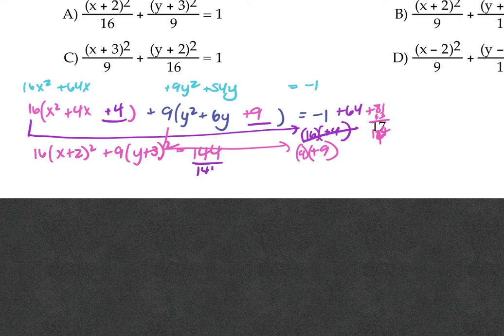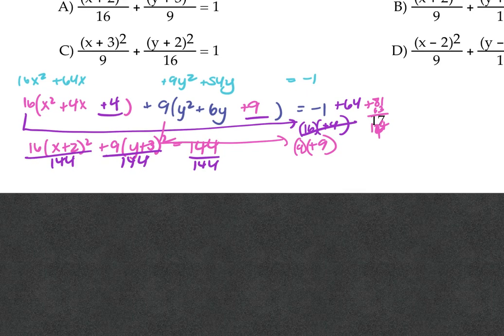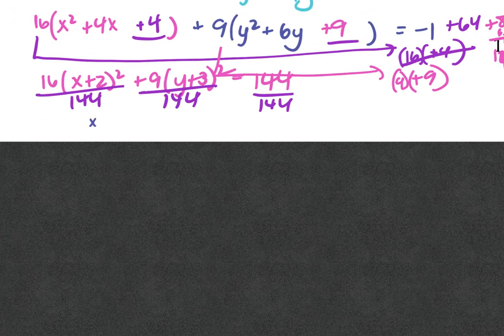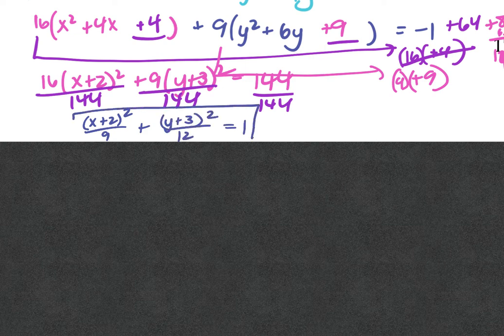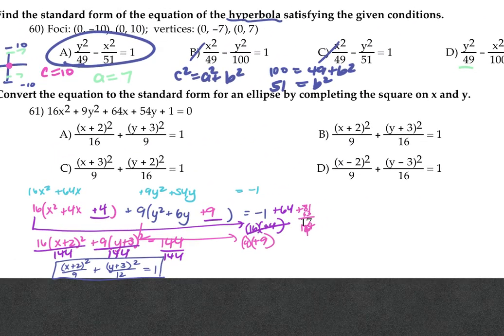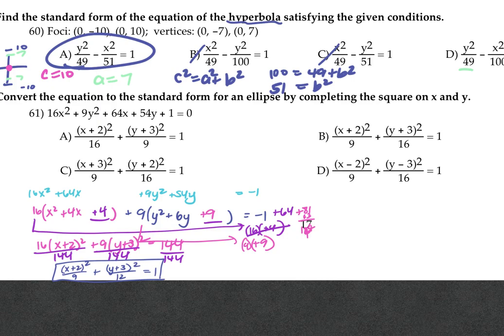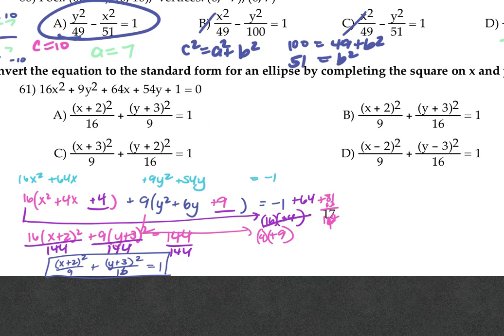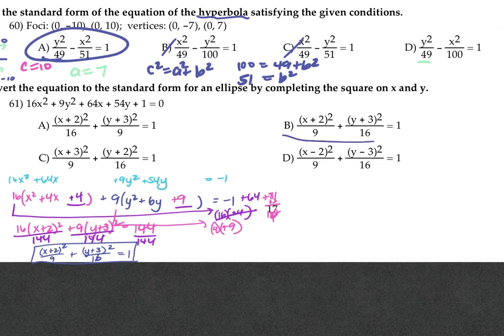And then I'd have to divide everything by 144. And I'd get x plus 2 squared over 9 plus y plus 3 squared over 16 equals 1. There's the standard form of your ellipse. Wait, not 12, sorry, 16, which is this one.